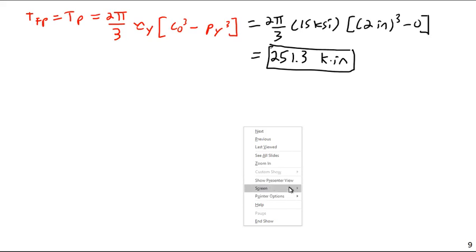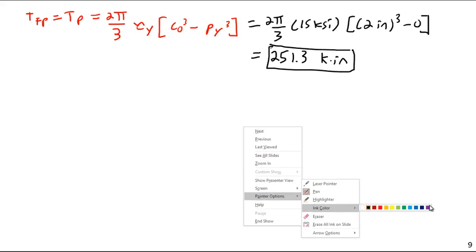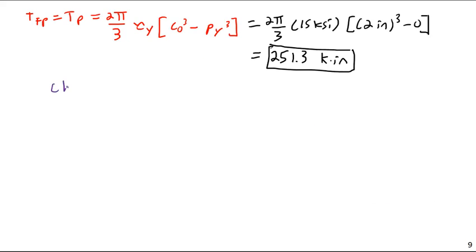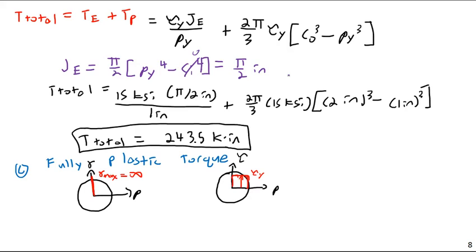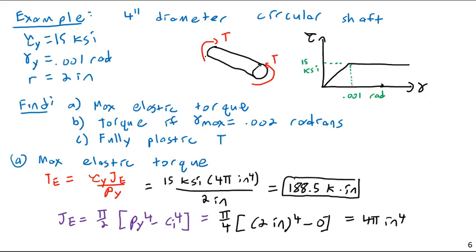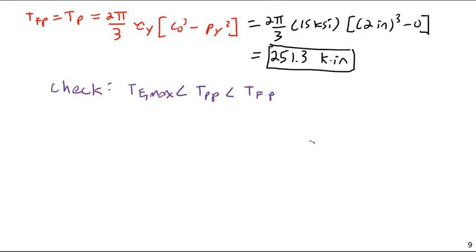Now, back to sanity, we can do a little bit of a check. If we did this right, we should see that T elastic max is less than T partially plastic, which is less than T fully plastic. Let's check that. 251.3 is indeed greater than 243.5, which is indeed greater than 188.5. So we're good. All of these have values in the ranges we would expect, and that is how you handle torque conditions of both fully elastic, partially plastic, and fully plastic behavior.